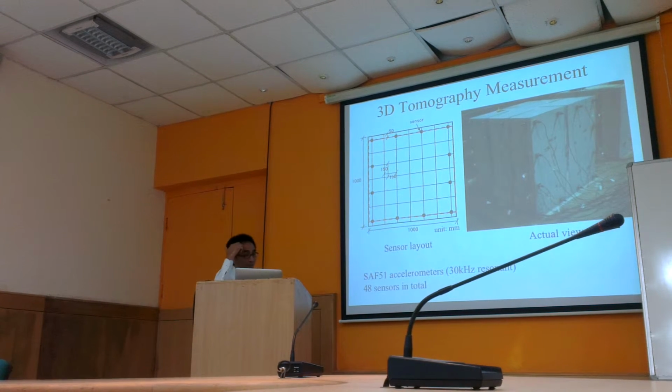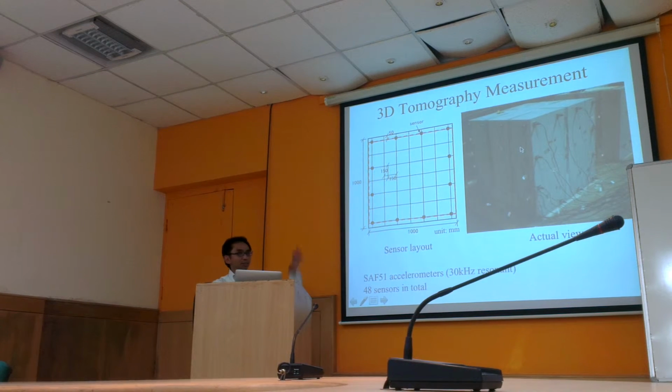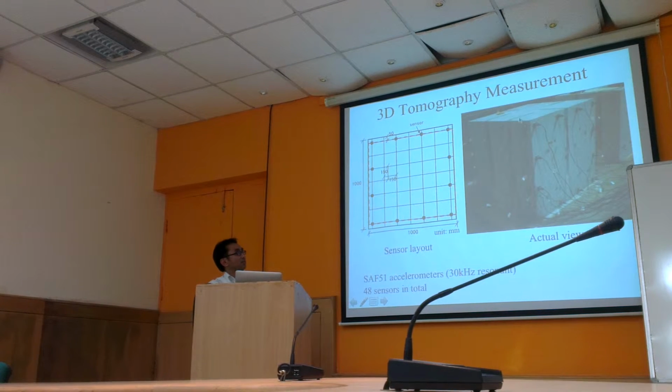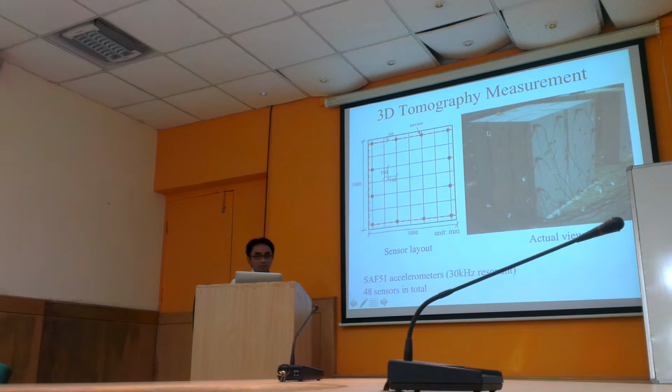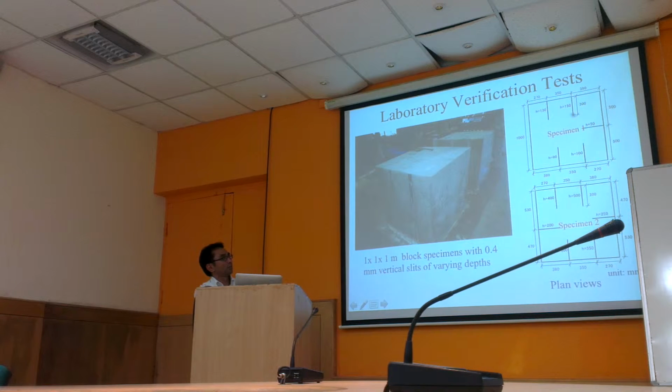This is another fundamental test. We cast a block, and on this block we have artificial cracks. These cracks have varying vertical depth. The horizontal length is the same. We attach sensors on 4 sides. This is a specimen showing the cracks with different depths.